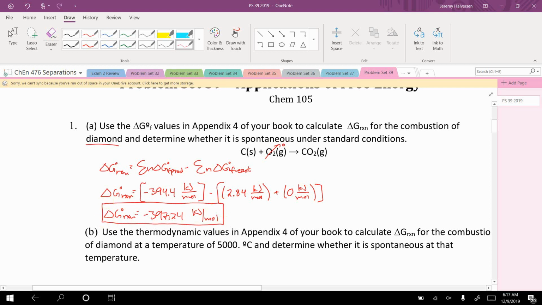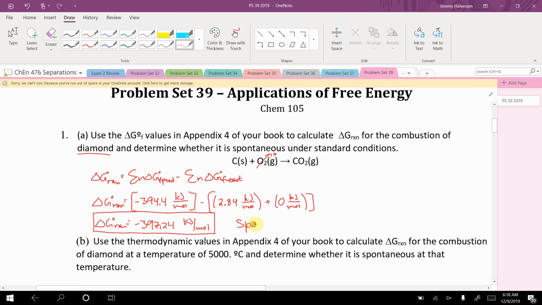We're not done yet. It asks to determine whether it's spontaneous under standard conditions. If you remember, delta G of reaction, if it's spontaneous, should be negative. Because this is negative, let's say this is spontaneous under standard conditions.